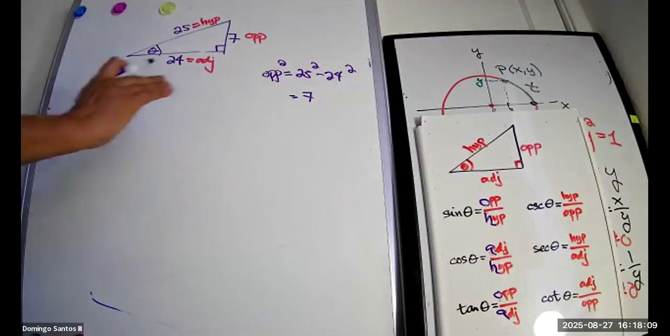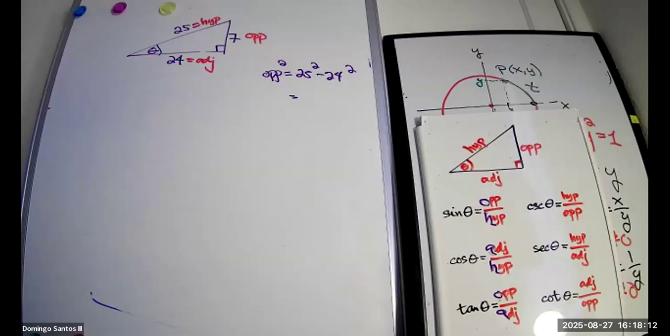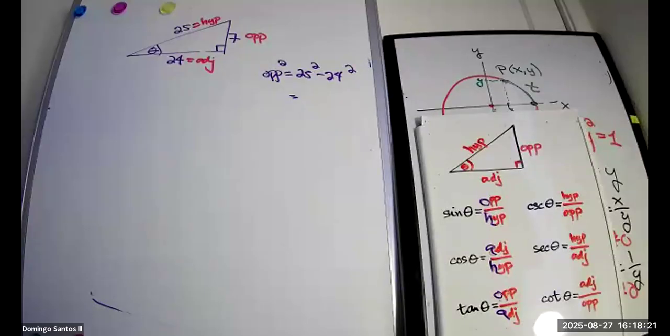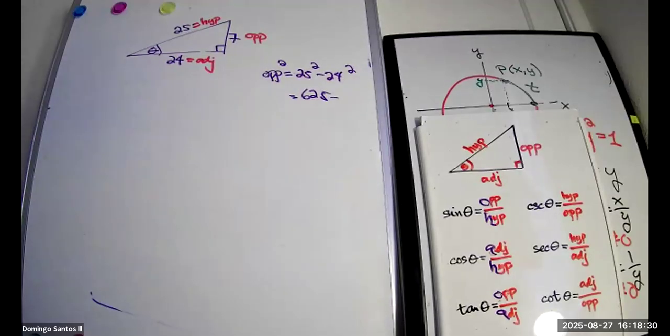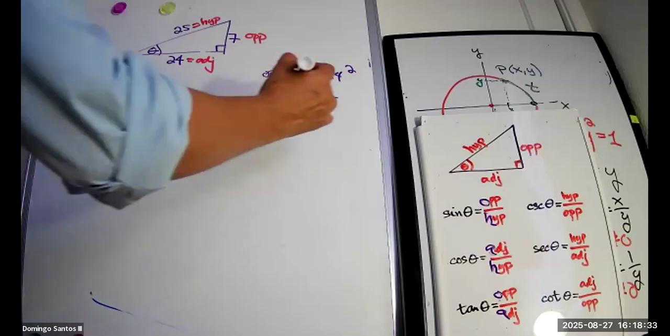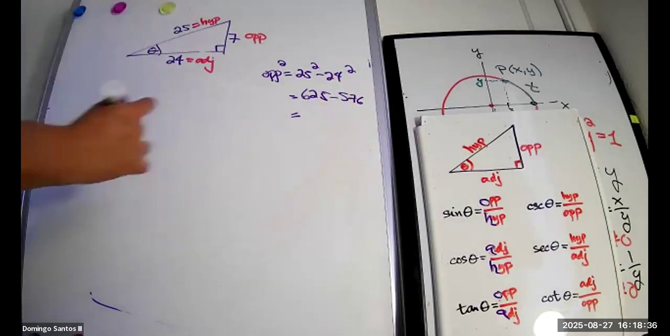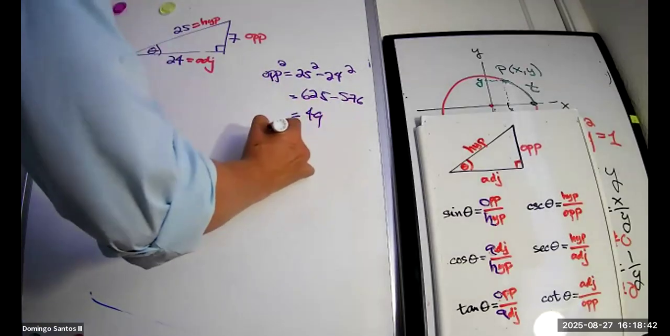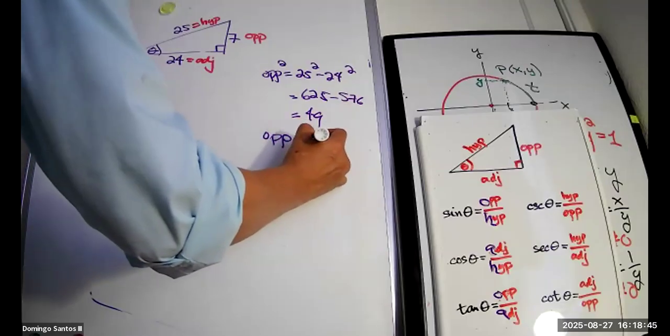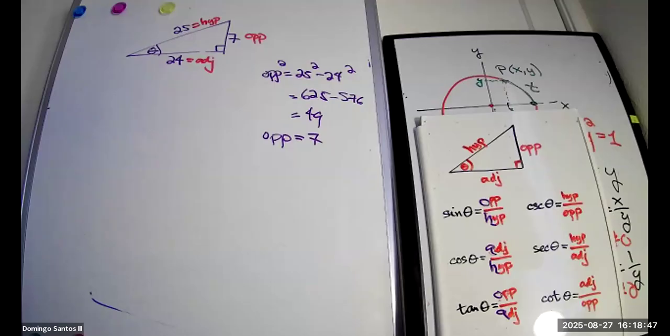So 7. Let's just see. It's not that I don't trust you, but I just want to. 625 minus 24 squared, 576. 625 minus 576 is 49. Therefore, opposite is the square root of 49, which is 7. You're getting just the positive part because you're talking of length, so it should always be positive. So very good, that's 7.